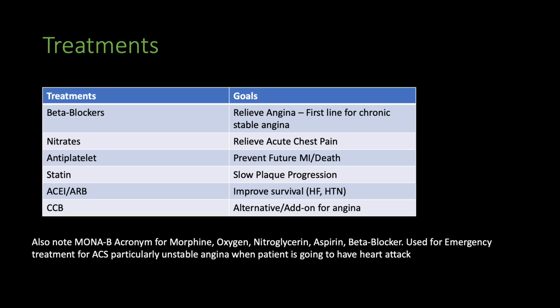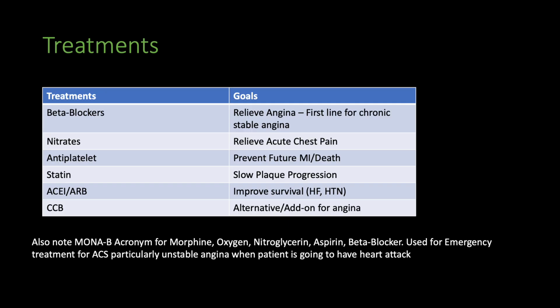So these are some of the treatments for coronary artery disease. Beta blockers, and we have discussed it a couple of times in the past lectures. Beta blockers will help with the angina or chest pains, particularly chronic stable angina. Nitrates will help also with chest pain. Antiplatelets will help with myocardial infarction and death. It will prevent future myocardial infarction, death.